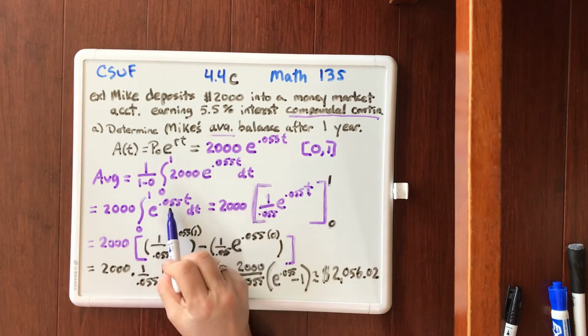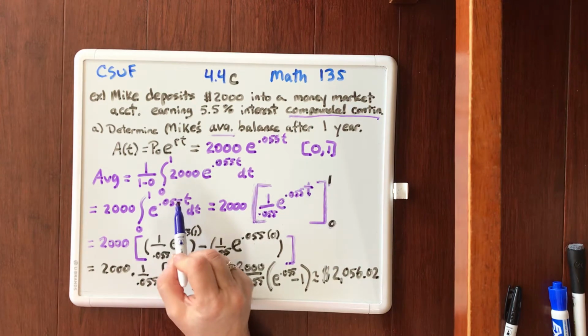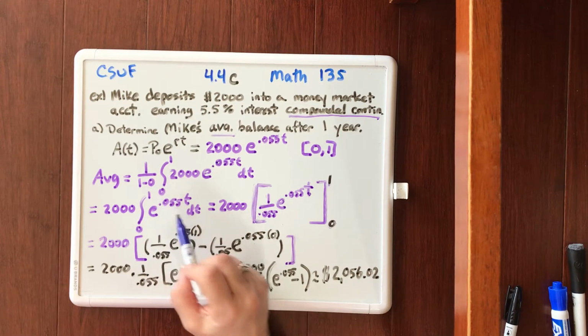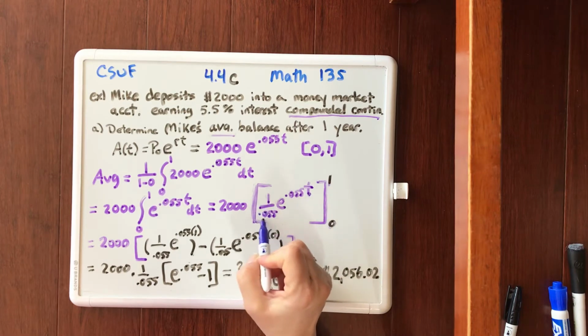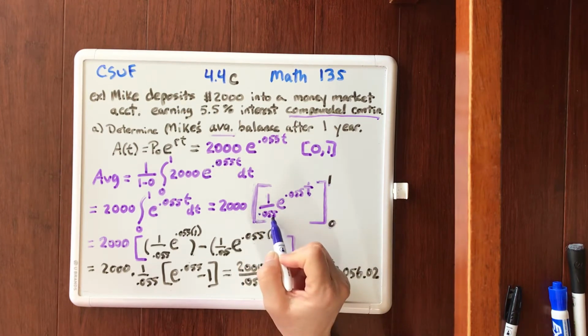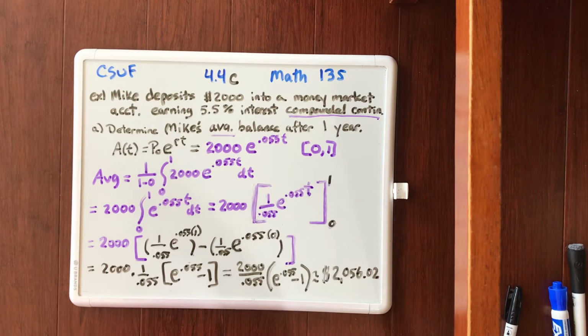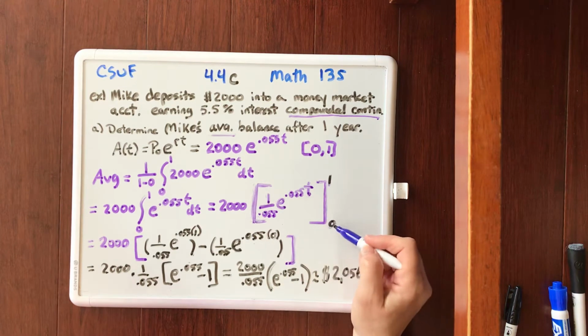Okay, integrating. Now remember, when we take the derivative of this, we would write this and then bring down 0.055. So when we integrate it, we want to make sure when we write this over, we're going to divide it by 0.055, so that if we were to take the derivative, we'd bring down the 0.055 and it would cancel. Okay, that's just a reminder. So we're going to do that from 0 to 1.